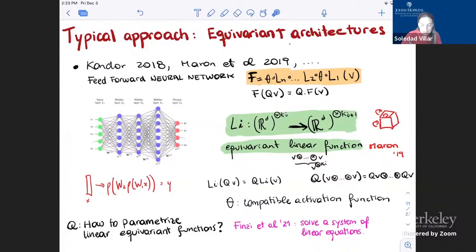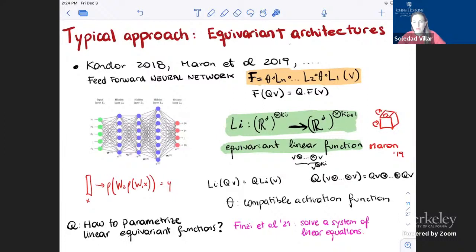vectors. The typical approach is called equivariant machine learning. There are some papers by Risi Kondor and also by Maron that describe this approach, which is based on the feed-forward neural network, but you restrict the linear functions to be equivariant. So you have your input, then a linear function, then a nonlinear activation function, then linear, etc. And you ask that each of these linear functions be equivariant.